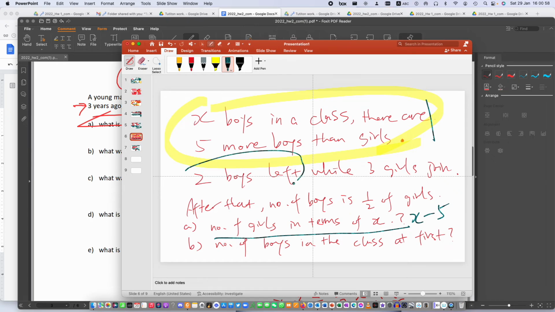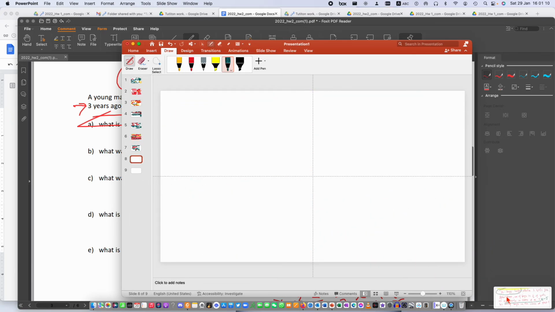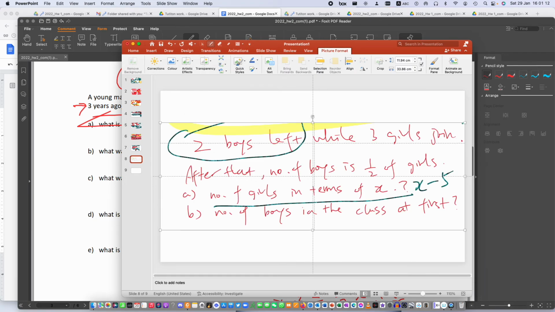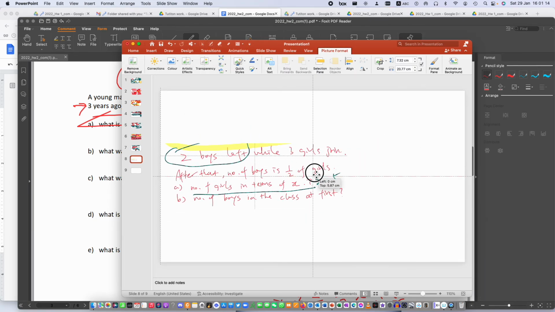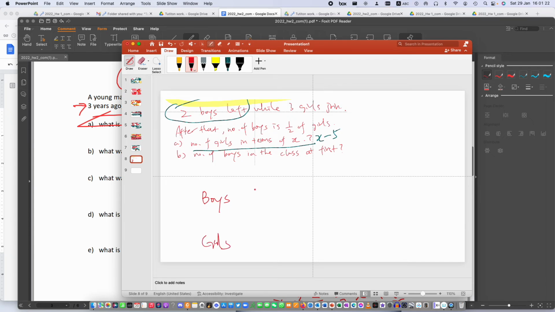How many boys left? So you need to use the branch method. Can you still remember the branch method? Kind of. Okay, good. So at least, I have the boys, I have the girls. The boys is x. The girls is x minus 5.